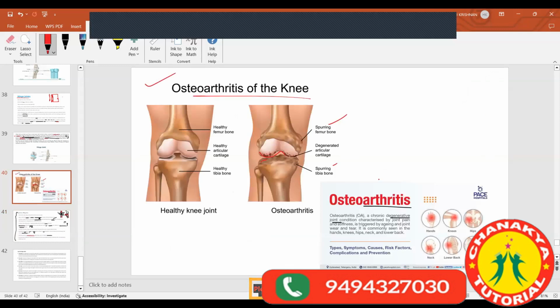Osteoarthritis. What is osteoarthritis? It is a degenerative condition, degeneration of the joint. That is osteoarthritis. Okay.